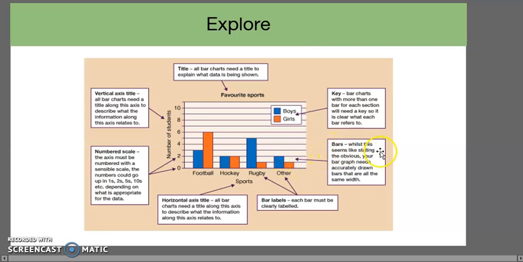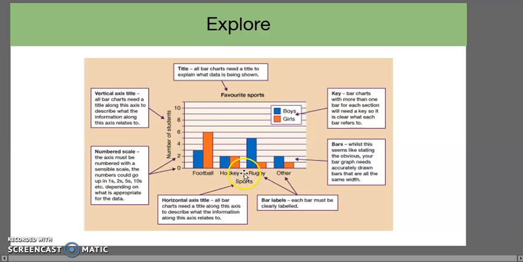Here are the actual bars. While this seems like stating the obvious, your bar graph needs accurately drawn bars that are all the same width. Notice how all the bars are uniform, and we want to emphasize that with our students. Sometimes if they're drawing it on their own, they might draw bars with different widths, which could be problematic. We want students to make sure that it's as accurate as possible, so utilizing graph paper could be helpful in this process.